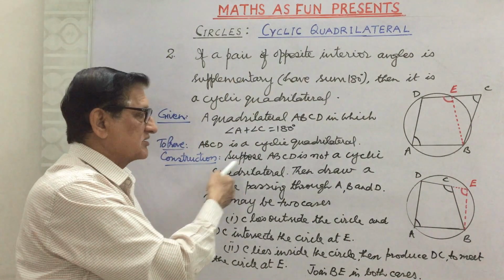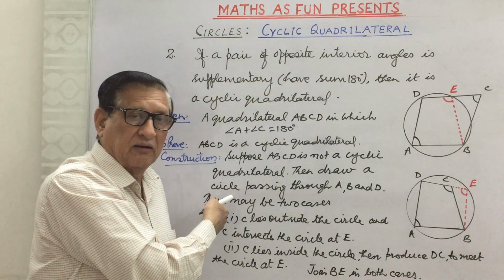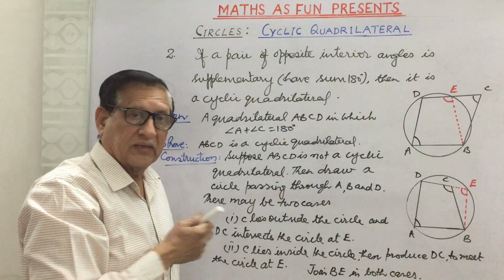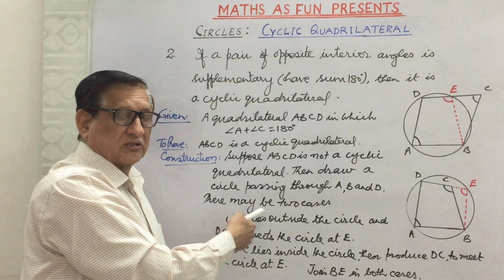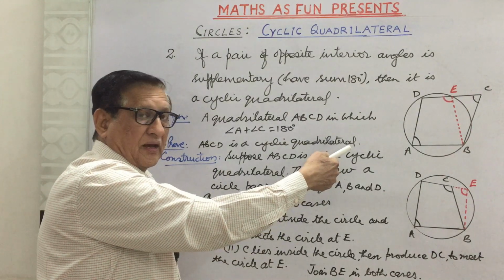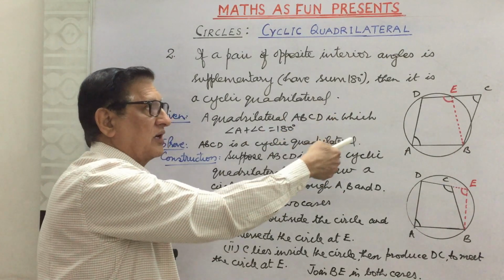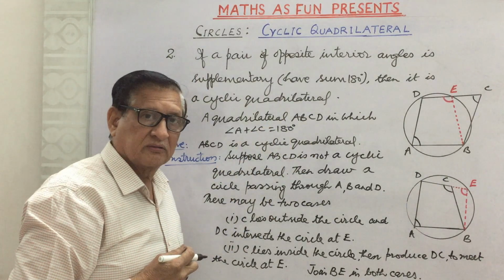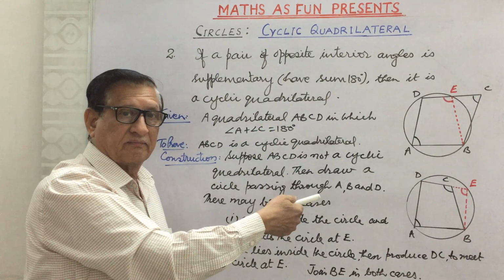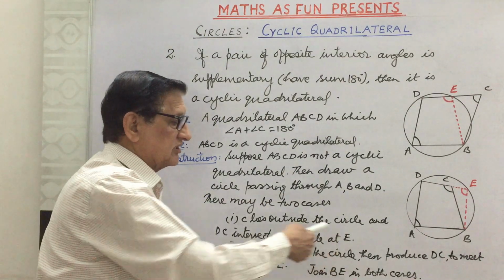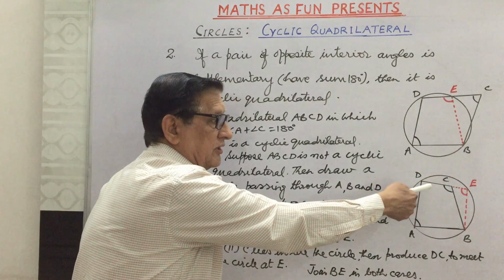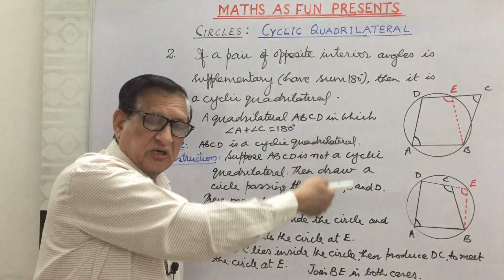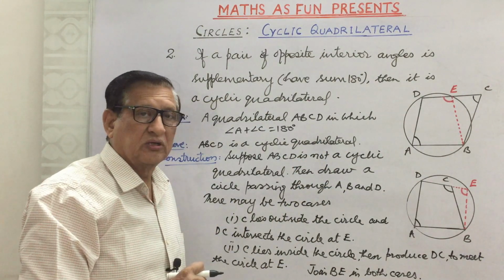So in construction we write, suppose ABCD is not a cyclic quadrilateral, then draw a circle passing through points A, B and D. Then there can be two cases. Number one, C lies outside the circle and DC meets the circle at point E. Join BE. The second case, C lies inside the circle, then produce DC to meet the circle at E and join BE. That is in both the cases. Now we will come to the proof.